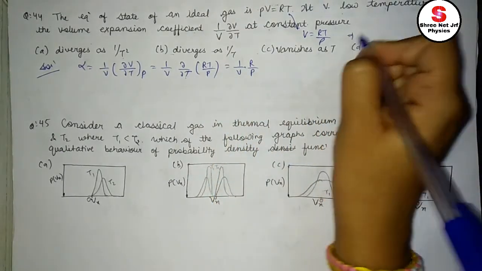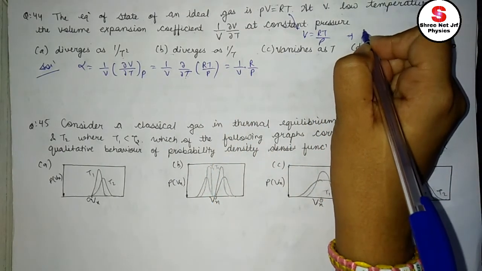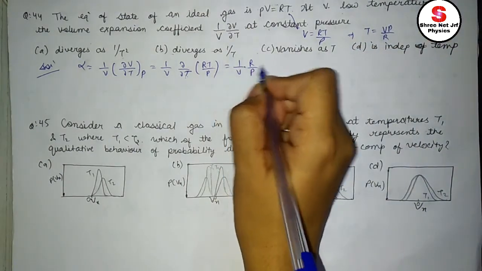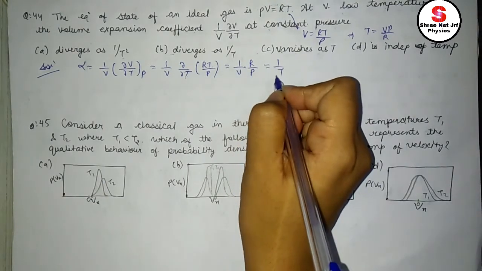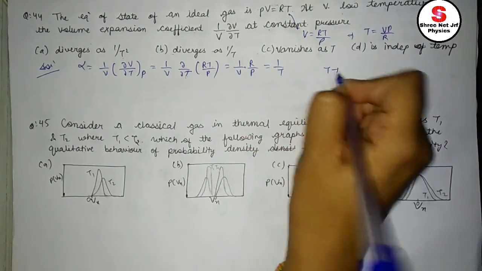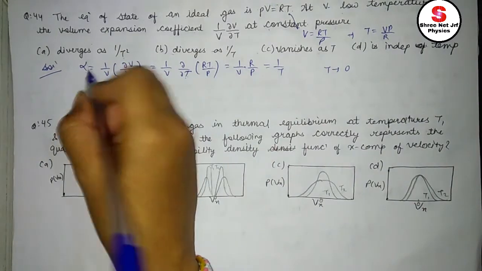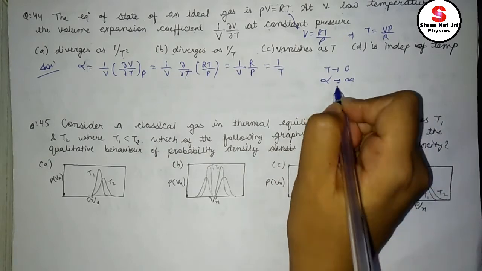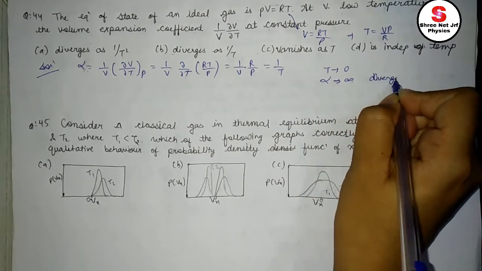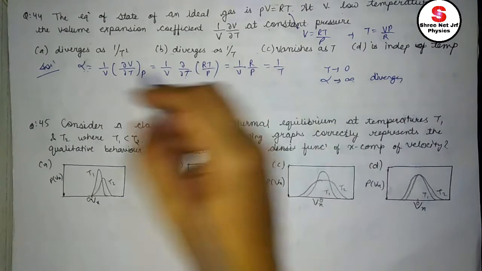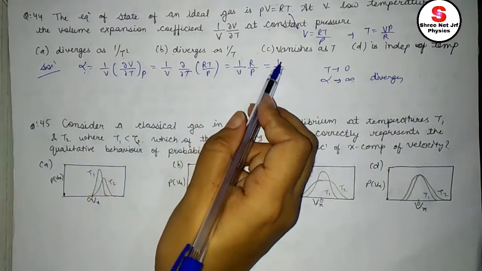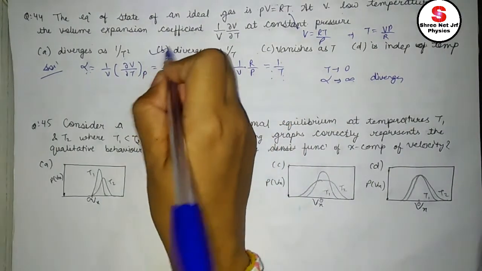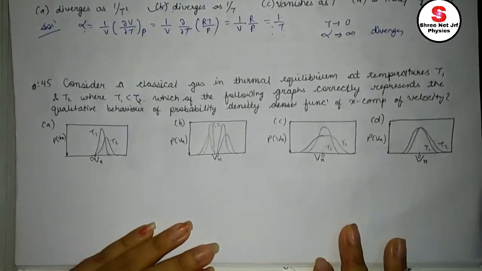So see from here, what is the value of T? It equals PV divided by R. Then this term is just 1 by T. So if T tends to 0, then this coefficient alpha becomes infinite. That means it diverges as T tends to 0, and how it depends on T: alpha equals 1 by T. That means alpha diverges as 1 by T. So option B is our right answer. Look at the next question.